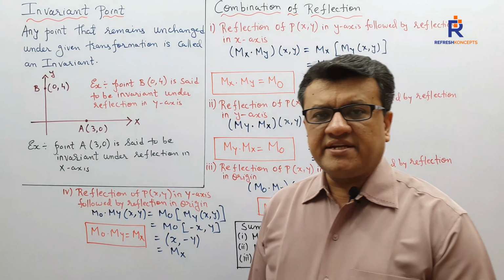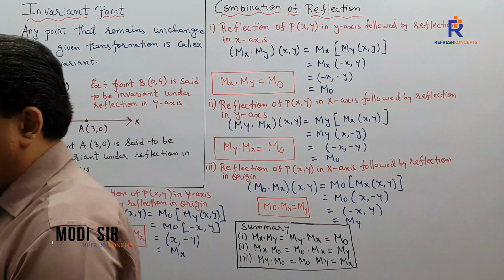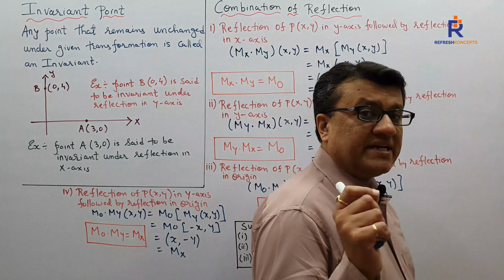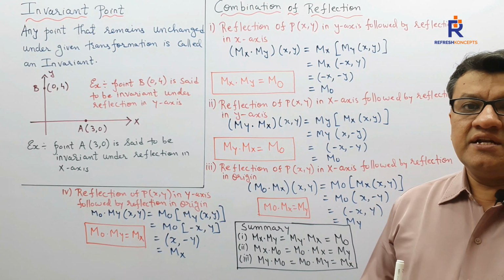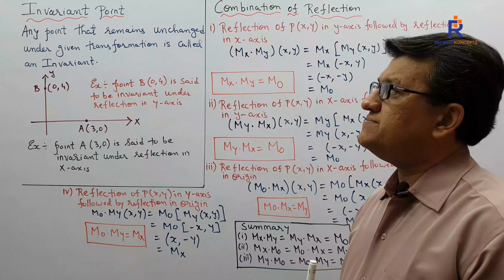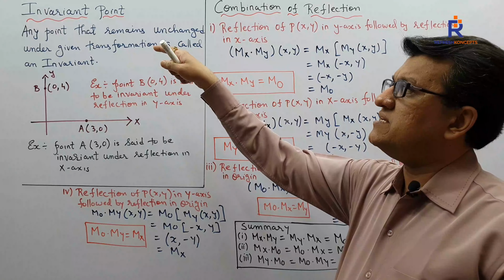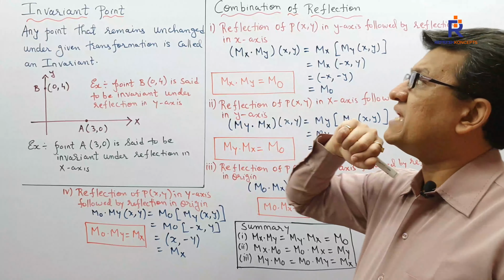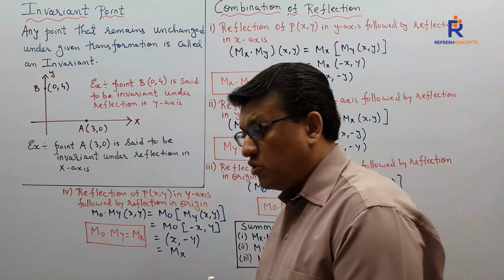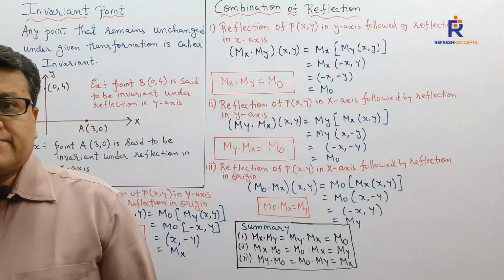Children, having studied in the very first video what is reflection and how reflection of a point takes place along x-axis, y-axis and origin, let's proceed further now. Two things is what we are going to study over here in this particular video. One is invariant point and combination of reflection. So let's first understand what do you mean by invariant point.